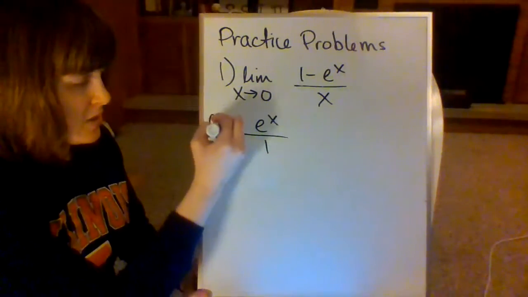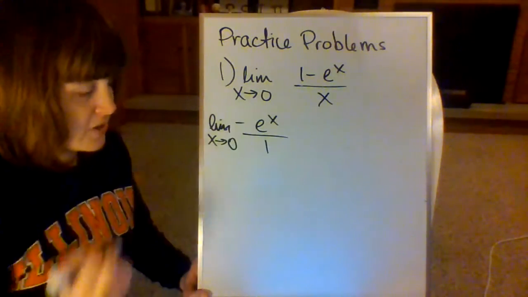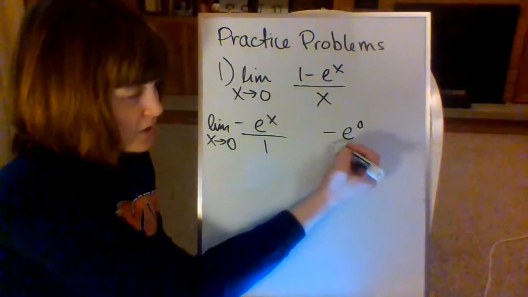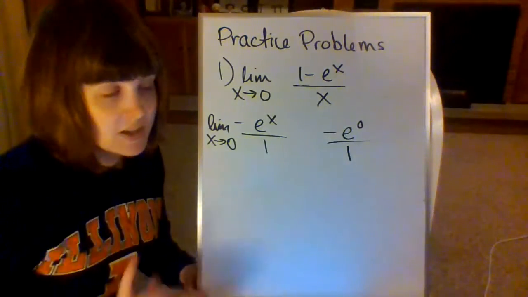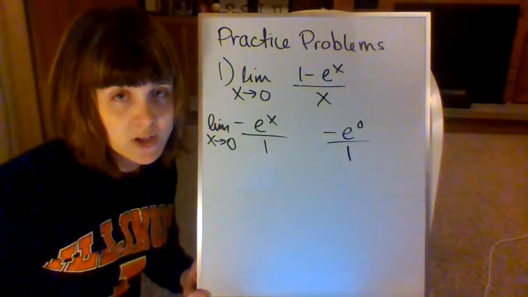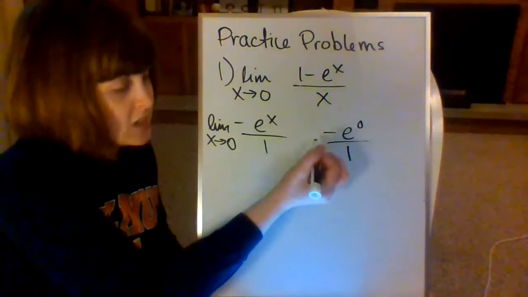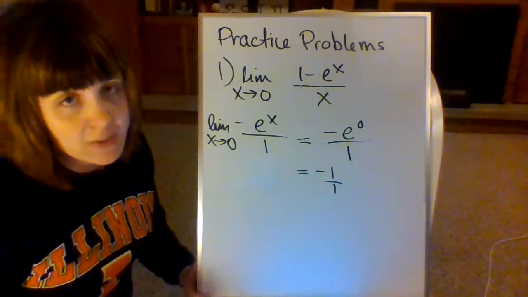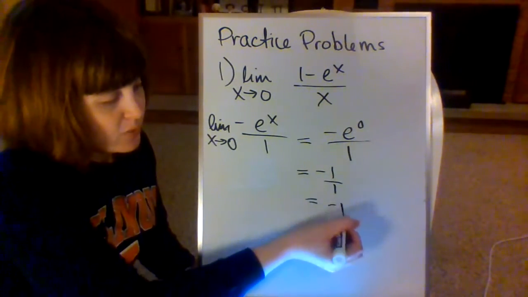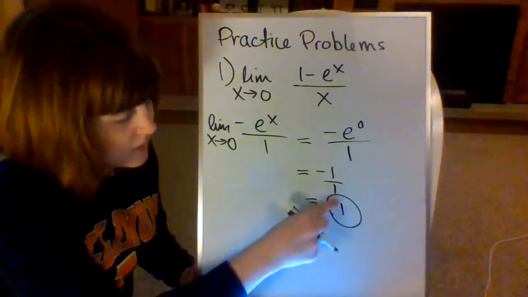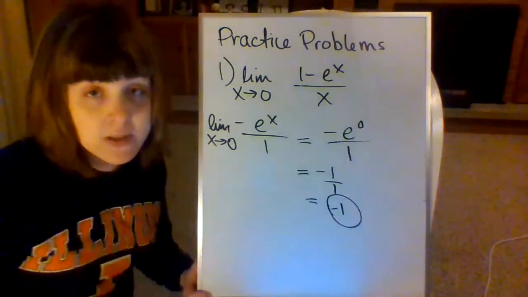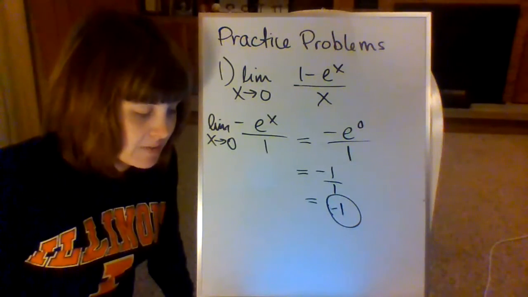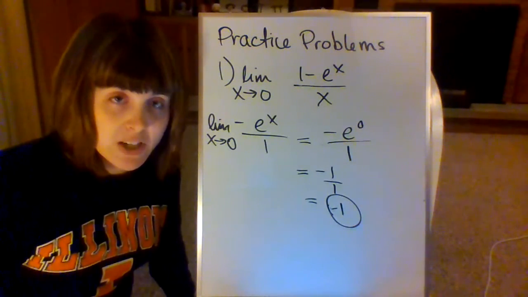Okay, so now we're going to plug in our 0. So when I plug in 0, we have negative e to the 0 over 1. So e to the 0 itself equals 1, but because of this minus, it's going to equal negative 1 over 1, and we know that that's just going to equal negative 1. Here, I'll write that a little clearer so you can see that better. Okay, so hopefully you're good with that. Alright, we're going to try the second one now.